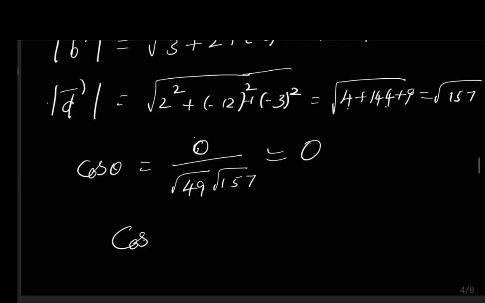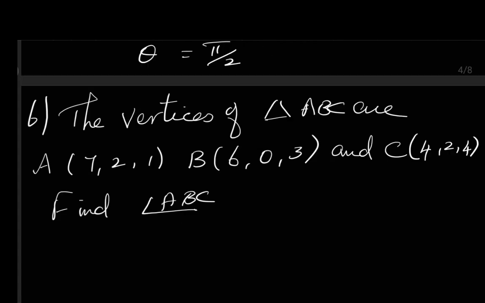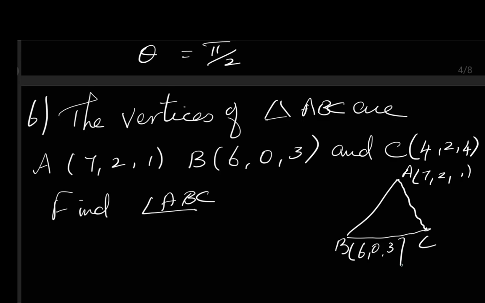When do you get cos value as 0? Cos theta 0, theta is equal to pi by 2. Pi by 2. See the sixth sum. The vertices of triangle ABC are A is 7, 2, 1, B is 6, 0, 3 and C is 4, 2, 4. Find angle ABC. Actually this is triangle ABC. A coordinate is 7, 2, 1, B is 6, 0, 3 and C is here 4, 2, 4.